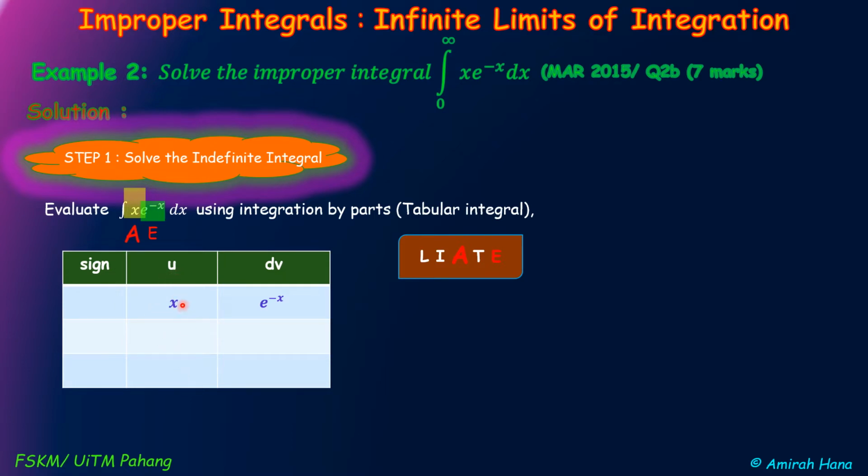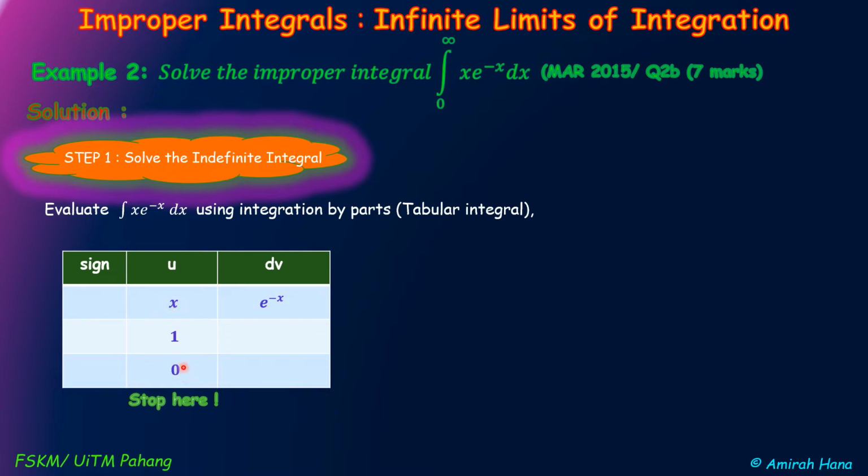After that we finish column u first. In column u we need to differentiate, so we differentiate x. It becomes 1, and then we differentiate 1 equals 0. And we need to stop here. So we just use 3 rows, because in the third row we have 0. So we stop when we differentiate and the answer gives 0, if we differentiate an algebraic function.